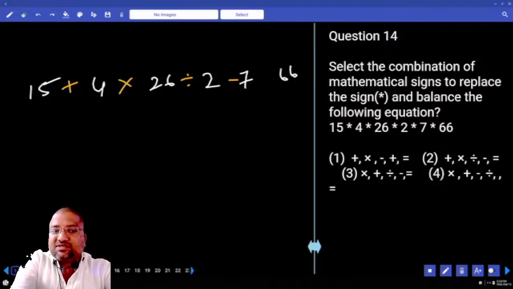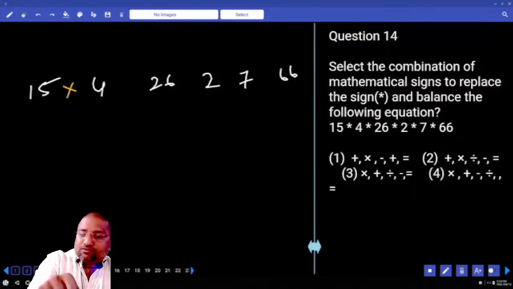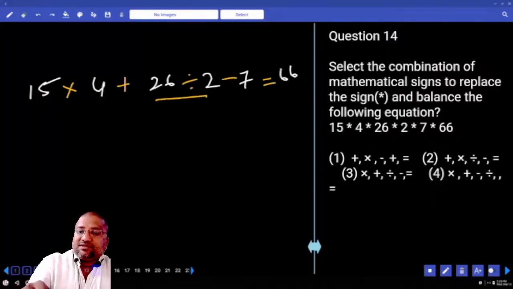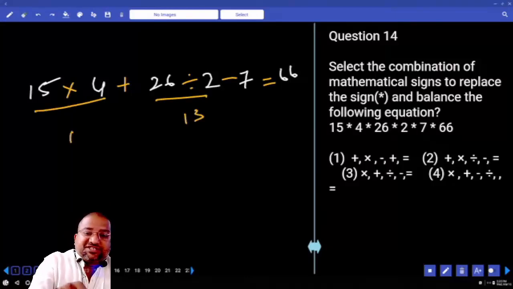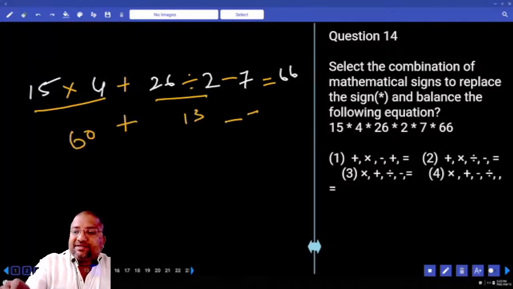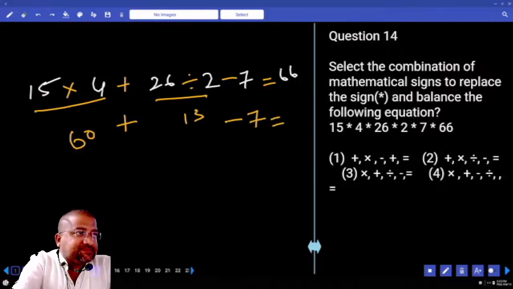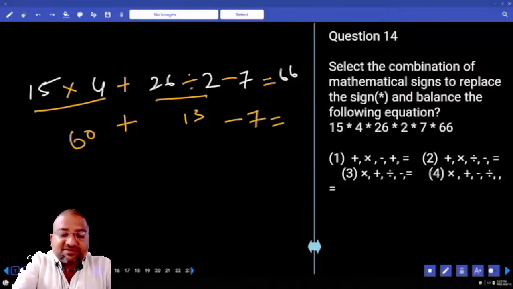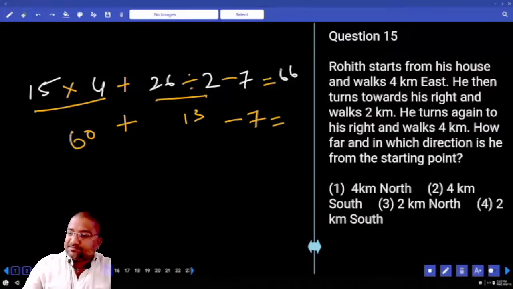Come on, let me go for the third option. What's the third option? Into, plus, divided by, minus. 26 divided by 2 is 13, 4 into 13 is 52, 52 plus 15 is 67, minus 7. Is it correct? 60 plus 13, sorry, 73 minus 7, 66. Done? Next.